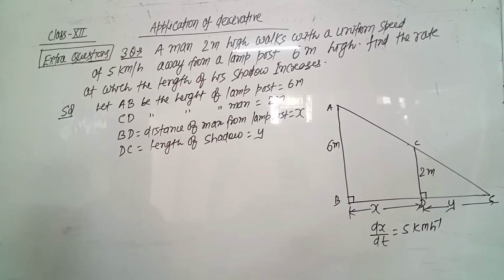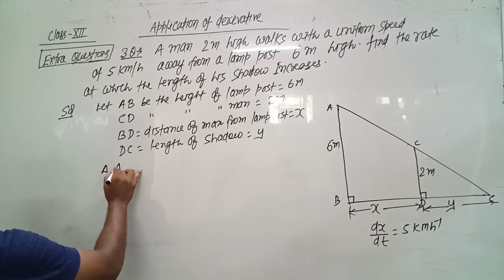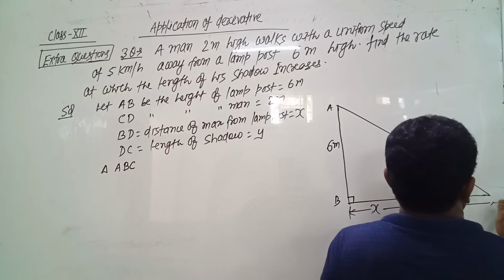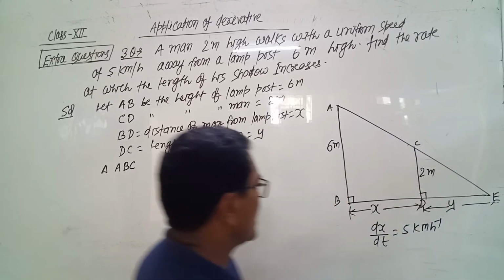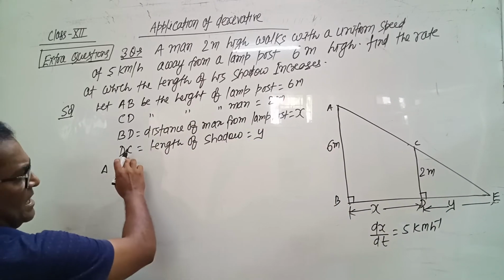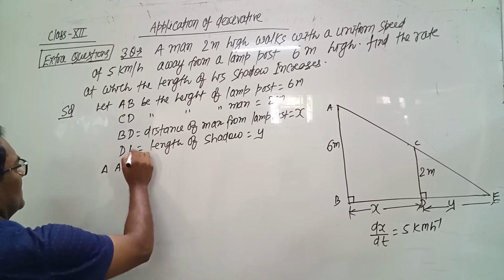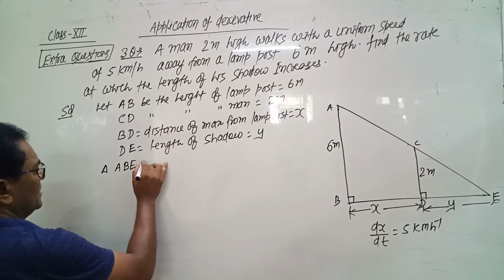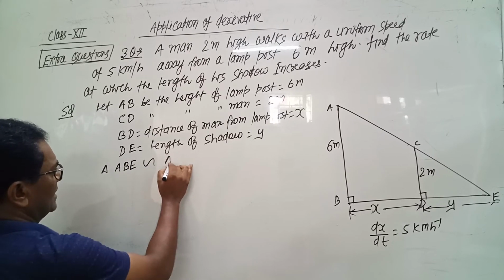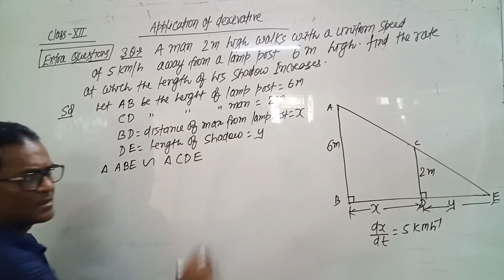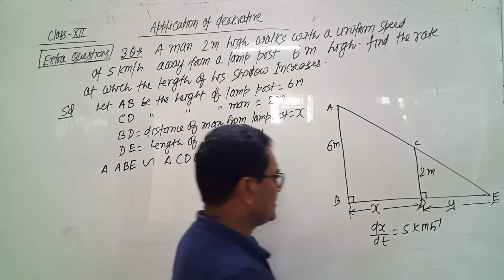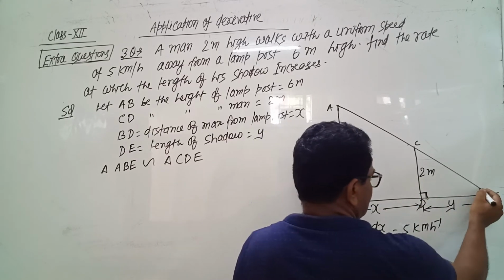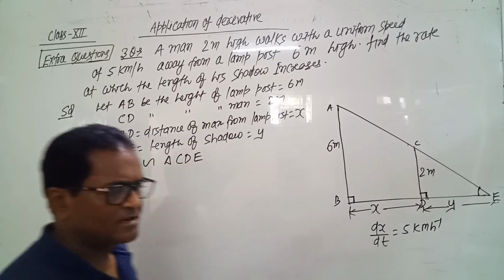The two triangles, triangle ABC, name it P. The triangle ABE, and this is DE. Triangle ABE is similar to triangle CDE. Why are these two triangles similar? Because this angle is 90 degree, this is also 90 degree, and this angle is common for both the triangles.